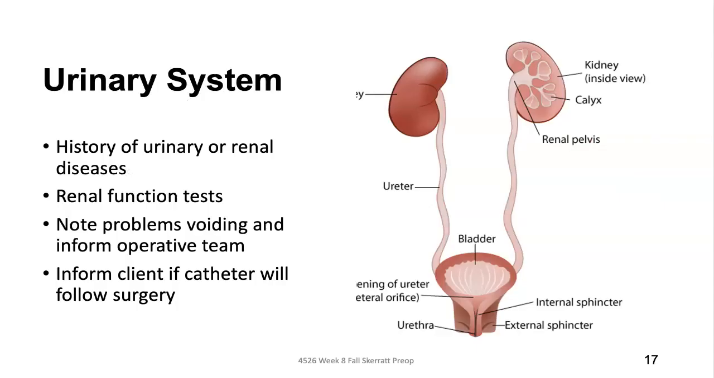The urinary system. Do they have a history of urinary or renal disease? What are their renal function tests? You need to note problems with voiding and inform the operative team. Inform the client if a catheter will be in place following surgery. You may need to involve the urologist to insert a Foley catheter prior to surgery.